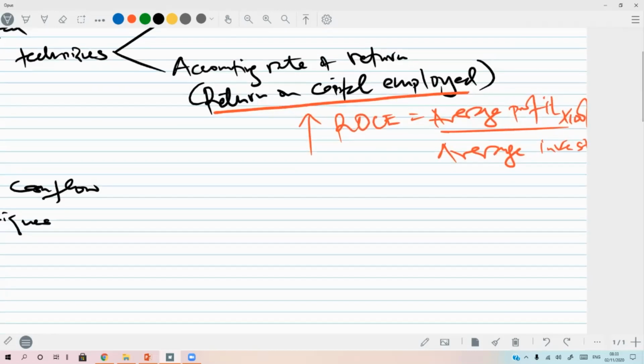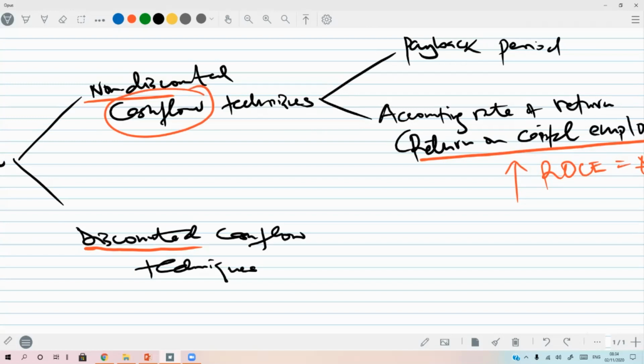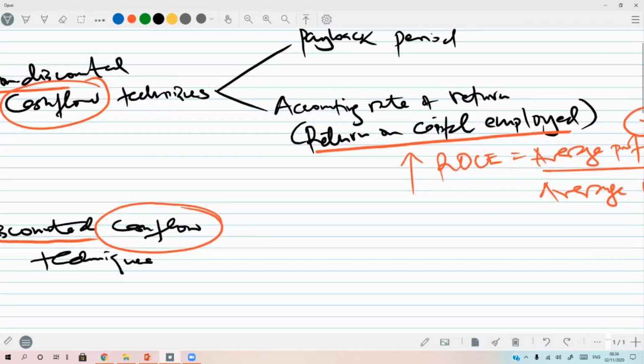Don't forget you're using profits here. If anything, this is the only method that uses profit when it comes to the evaluation. All the other methods use cash flow, but this method uses profit. So this is the only method that uses profit when it comes to the evaluation of projects.